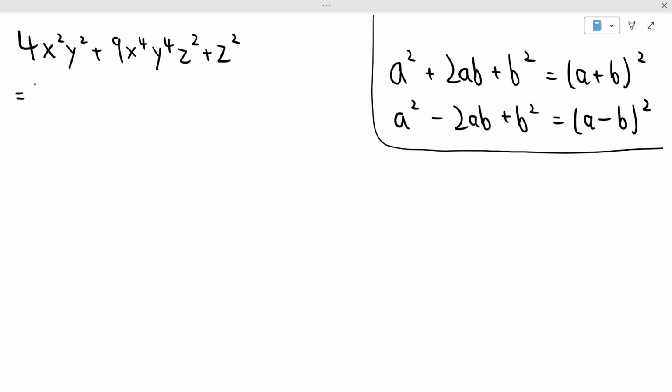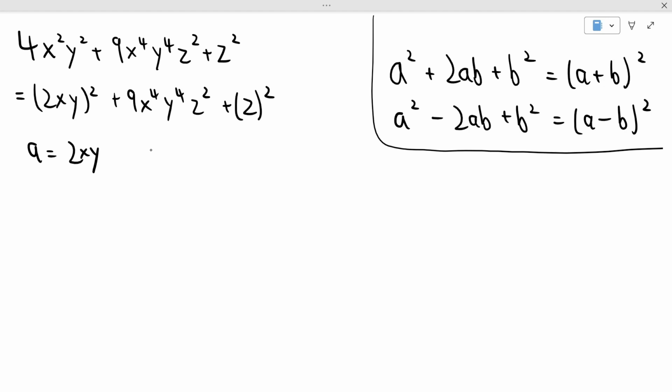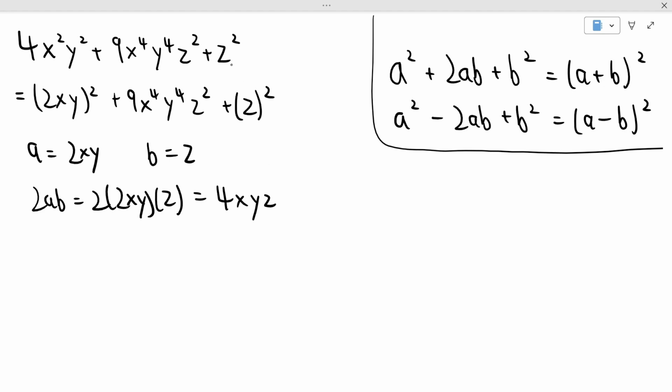So we rewrite this as 2xy all squared, which is the first term, and we'll leave the second term as it is. And then we'll set the z squared as parentheses z all squared, which is basically the same thing. So this means a equals 2xy and b equals z. So 2ab is equal to 2 times 2xy times z, which equals 4xyz. And we can see that this is definitely not equal to our remaining term of 9x to the fourth y to the fourth z squared. So with this choice for what we set as our square terms, this also doesn't work out.